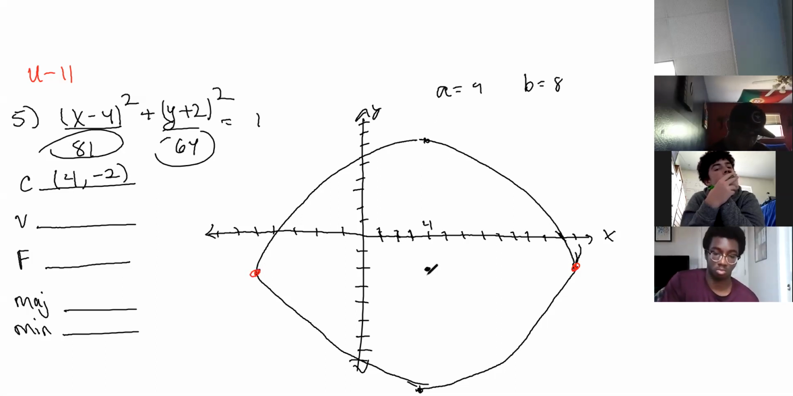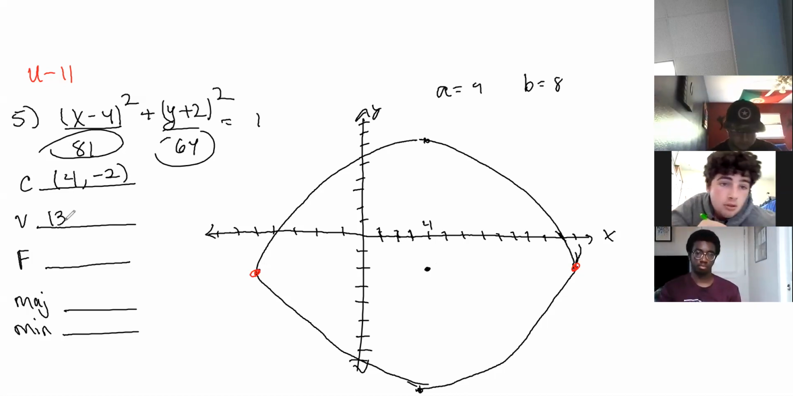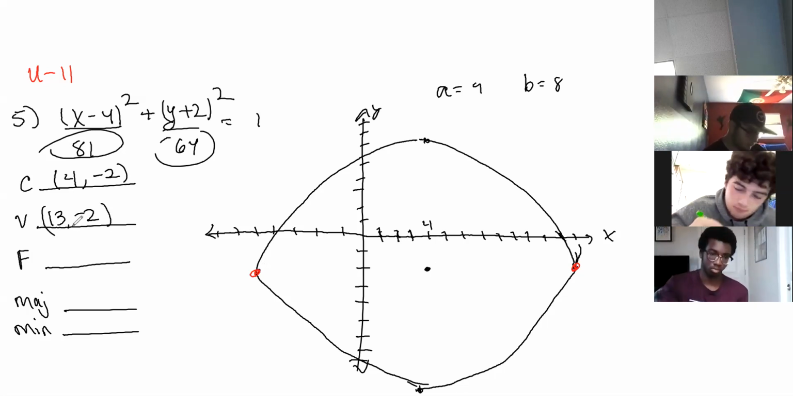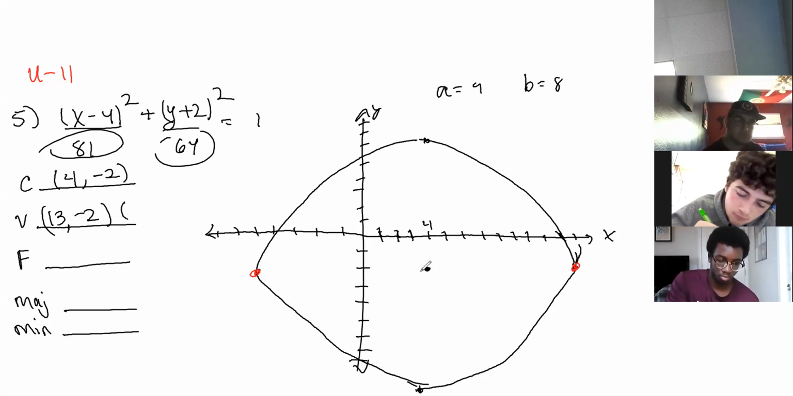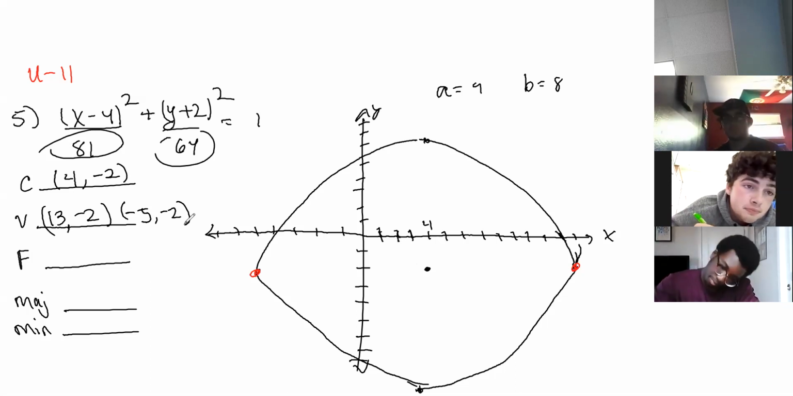What are those 2 as ordered pairs? Let's see, I went from 4 to the right 9. Where would that put me? 13. 13, -2. And the -2 stays, correct? And then I went left from 4, I went left 9. Where would that put me? -5, -2.